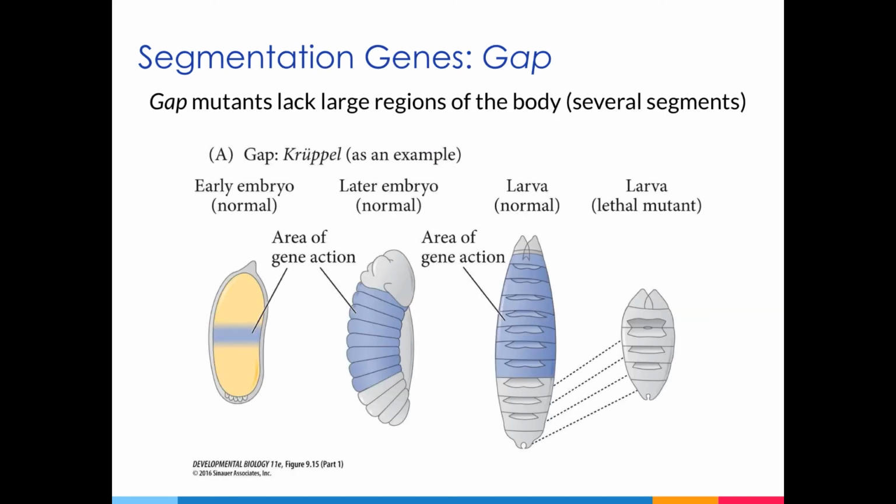Of the segmentation genes, the first set of zygotic genes to be expressed are the gap genes, and the gap genes are known as gap genes because gap mutants lack large portions of the body extending several segments. The reason for this is that gap genes are expressed in one or two broad regions of the body, and those regions are composed of multiple segments.